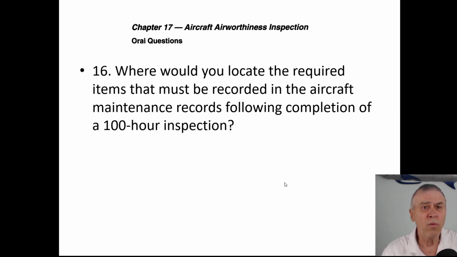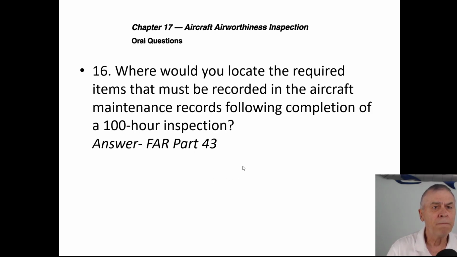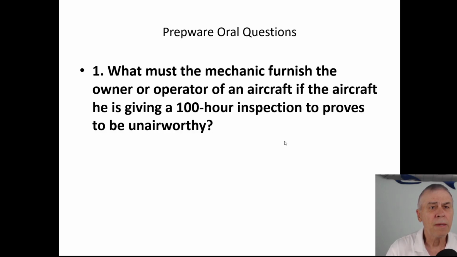Okay, oral question. Where would you locate the required items that must be recorded in the aircraft maintenance records following completion of a 100-hour inspection? We've been reading in Part 43. Specifically, it's 43.11. What must the mechanic furnish to the owner or operator of an aircraft if the aircraft he is giving a 100-hour inspection to proves to be unairworthy?